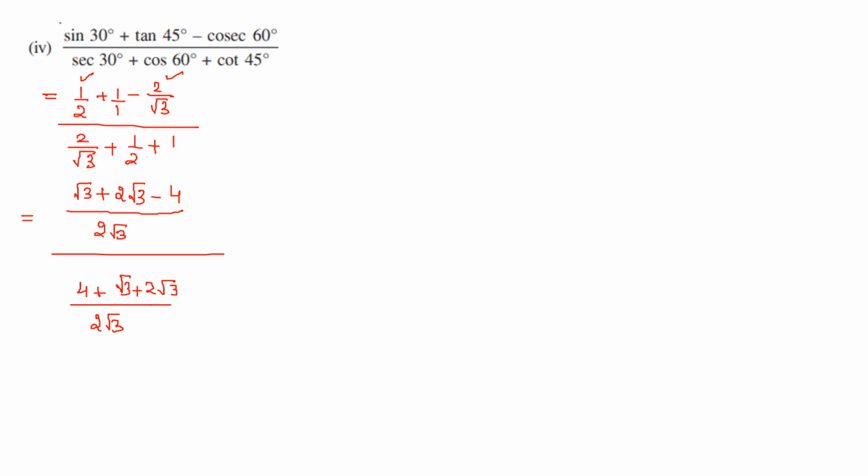Okay. Now, this is your division line. Now, next I am going to rewrite it as root 3 plus 2 root 3. Root 3 plus 2 root 3 will give you 3 root 3, isn't it? Minus 4 by 2 root 3. Then I am writing division. In the denominator, 4 plus root 3 plus 2 root 3 will give me 3 root 3 divided by 2 root 3.